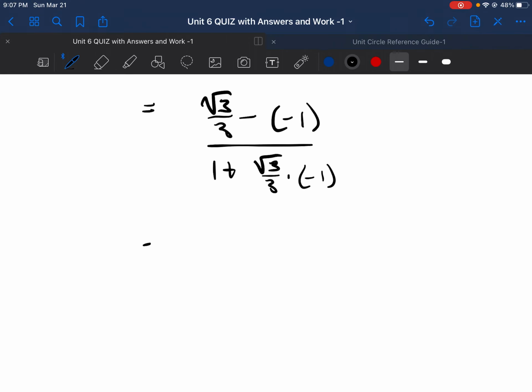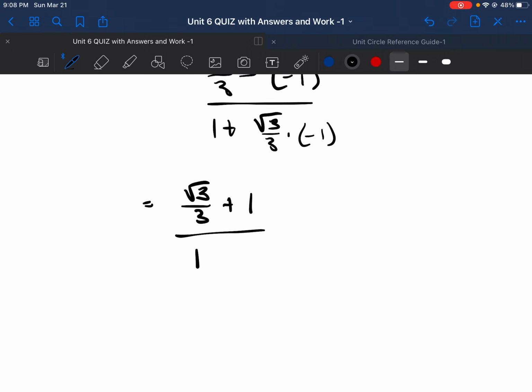All right, so here's where these algebraic steps come in, the ones that can be a pain sometimes. So double negative up top, this can be square root of 3 over 3 plus 1. In the bottom, we're going to get 1 minus square root of 3 over 3 because you're multiplying times negative 1. I'm going to go ahead and turn these 1s into 3 over 3s.